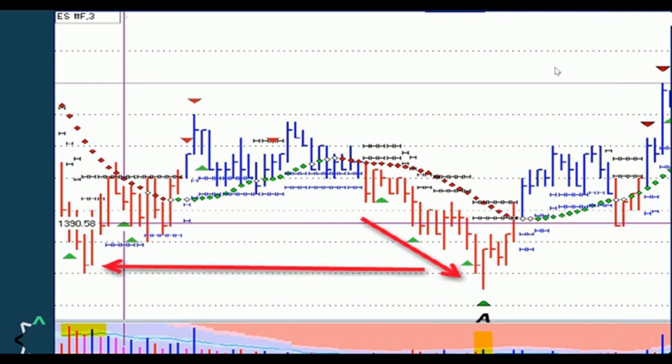And on the far right of the screen, I just moved the little webinar thing. On the far right of the screen, wouldn't you know it, we end up with supply coming in, and we end up with ultra high volume relative to the last 20 bars.